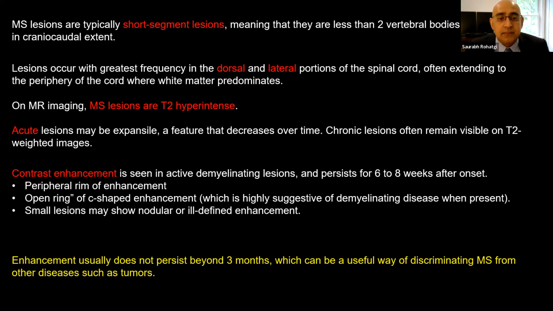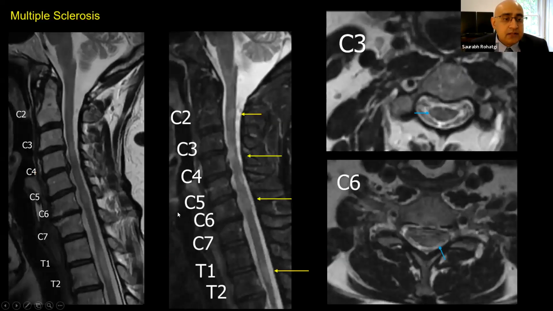On MR imaging, MS lesions are T2 hyperintense, and over time, they can still be visible on T2-weighted images. Acute lesions can be expansile. On post-contrast images, you can have a peripheral limb of enhancement or an open or C-shaped limb of enhancement, which is highly suggestive of a demyelinating process. Enhancement usually does not persist beyond 3 months, and this is a useful discriminating feature to differentiate multiple sclerosis from other diseases. So this is a case that we had at our hospital.